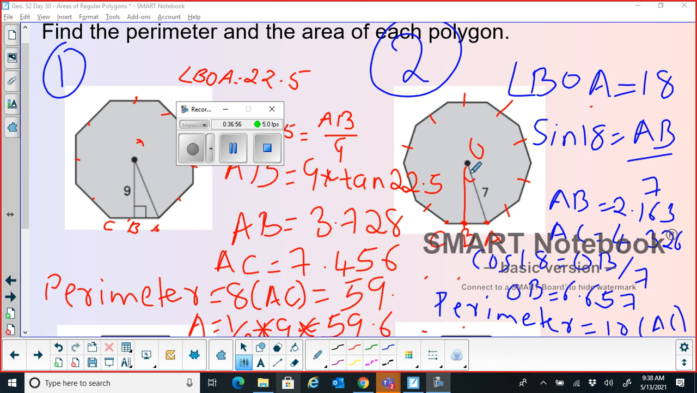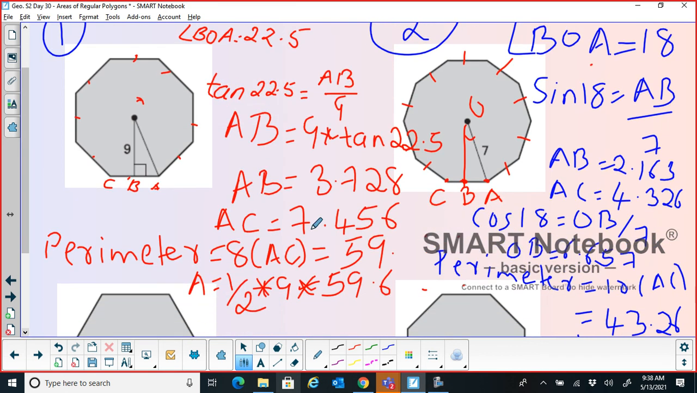I have been given the hypotenuse, so I can use sin 18 to get the value of AB, and I can use cos 18 to get the value of OB by comparing with OA. So I use sin 18, AB over 7, and simplified to get AB as 2.163, and from there I got AC, which is twice of AB, which is 4.326. That will help us to find the perimeter. Perimeter is 10 times AC, 10 times 4.326, which is 43.26.